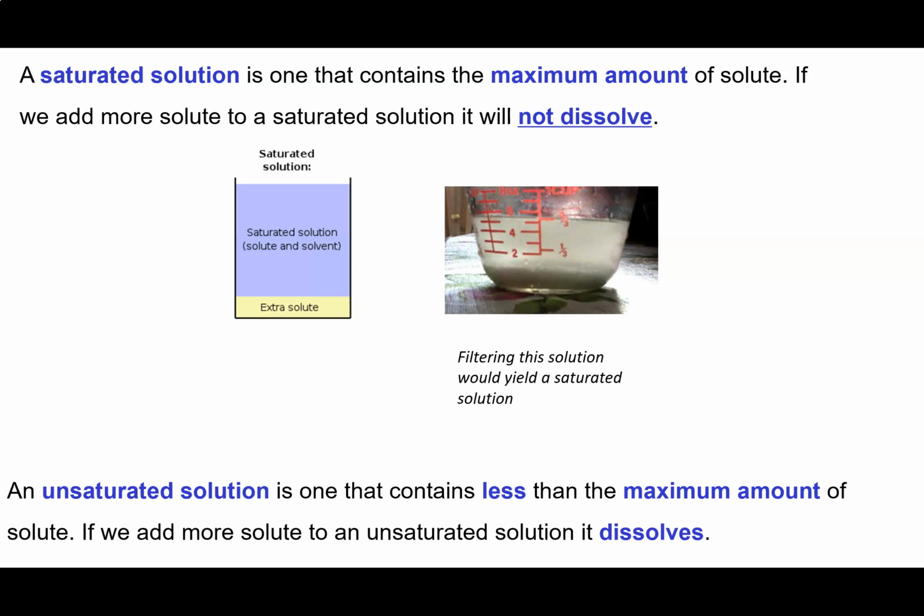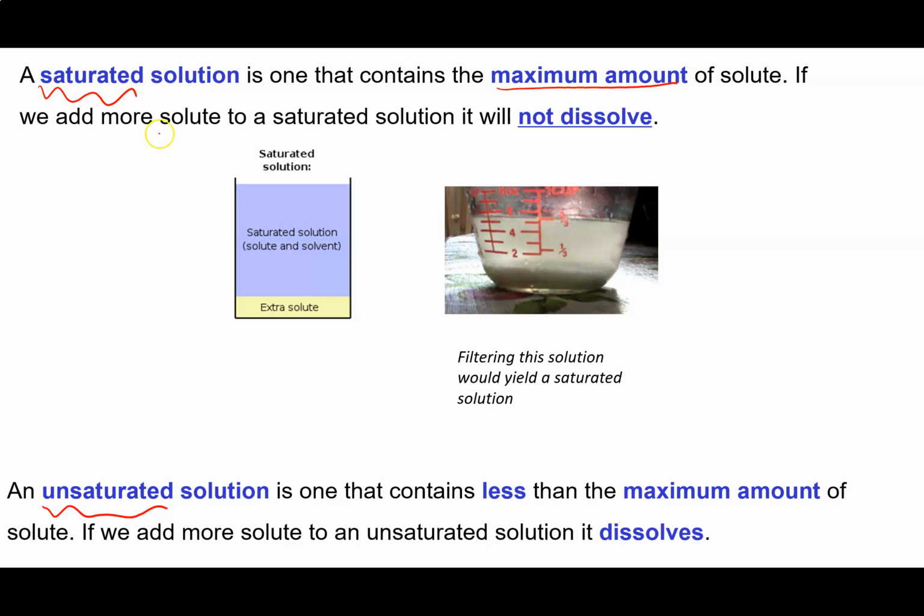So the nature of the solvent is one important characteristic of a solution. Another important characteristic of a solution is how much solute is present. And solutions are often characterized as being either saturated or unsaturated. A saturated solution is one that contains the maximum amount of solute. That is, it can't dissolve any more.